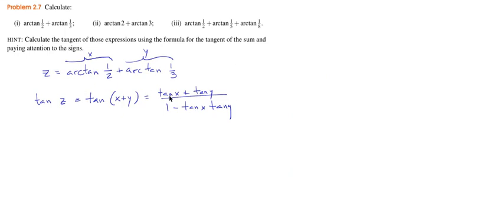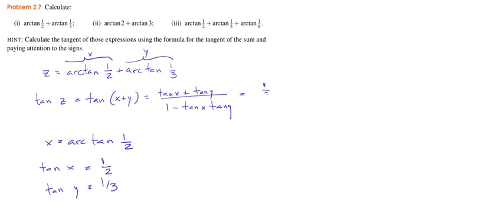Now the tangent of z is this. Okay, but now we need to know what the tangent of x and the tangent of y are. So, if x is the arctangent of 1 over 2, then we take the tangent, and the tangent of the arctangent is just the argument. So the tangent of x is 1/2, and by the same token tangent of y is 1/3. So we just need to substitute here.